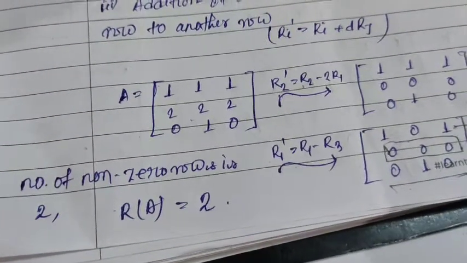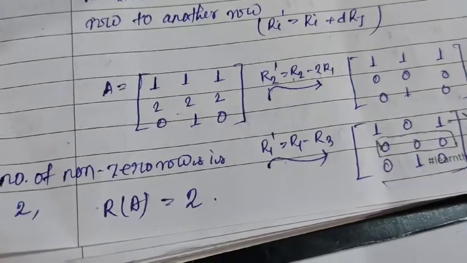So I hope you understand how to find the rank of a square matrix. So thank you.